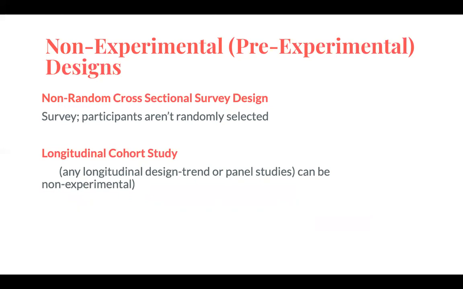Maybe it's a survey of convenience, or maybe you allow people to opt in, or maybe you have people suggest people who will take your survey. So it's like a snowballing sample. Some of this will make more sense when we get to the sampling chapter. The other type of non-experimental design that they briefly address is the longitudinal cohort study. We've already talked about what those cohort studies, panel studies and trend studies look like. So those are your non-experimental designs.